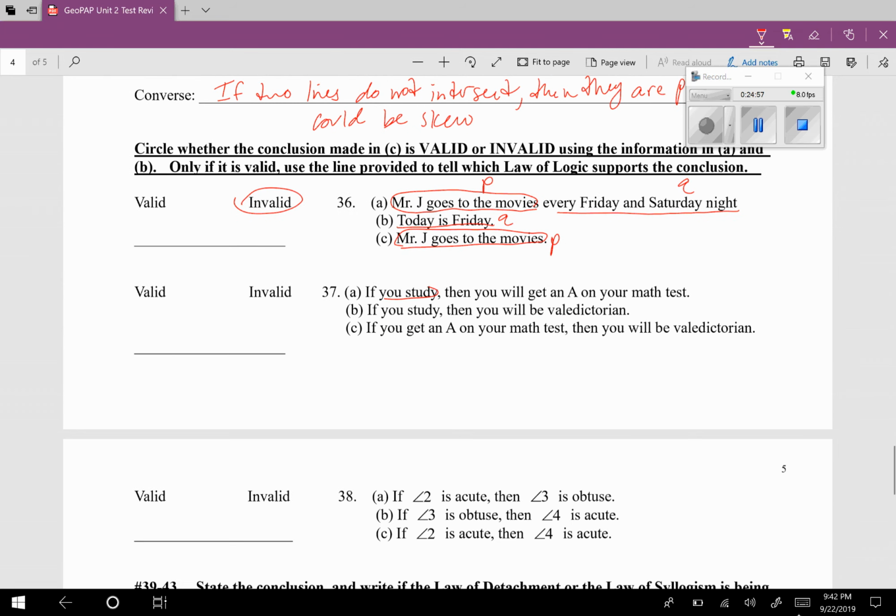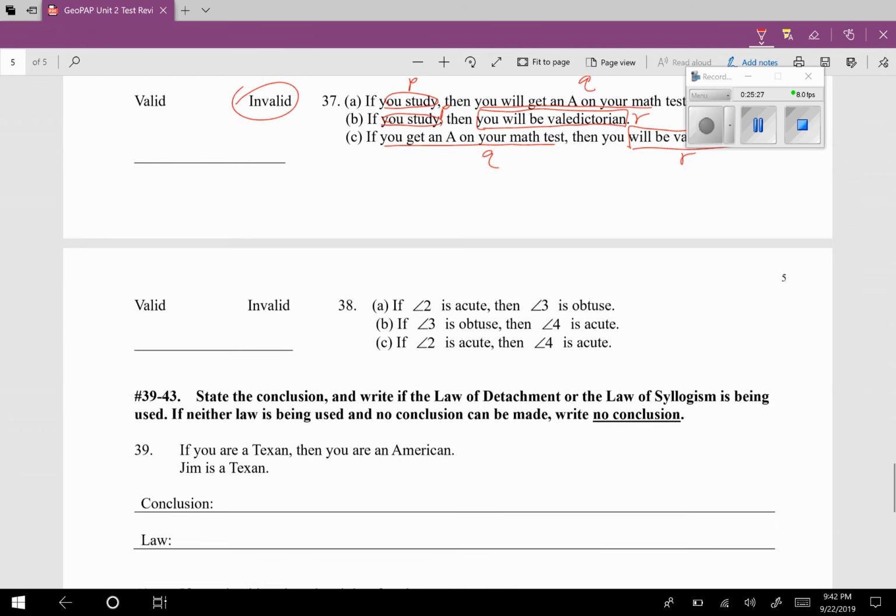If you study, that's P, then you will get an A on your math test. That's Q. If you study, that's P, then you will be valedictorian. That's a new one, so that's R. If you get an A on your math test, that's Q, then you will be valedictorian. That's R. So it goes P then Q, P then R, Q then R. Doesn't follow the law of syllogism, so that's invalid.